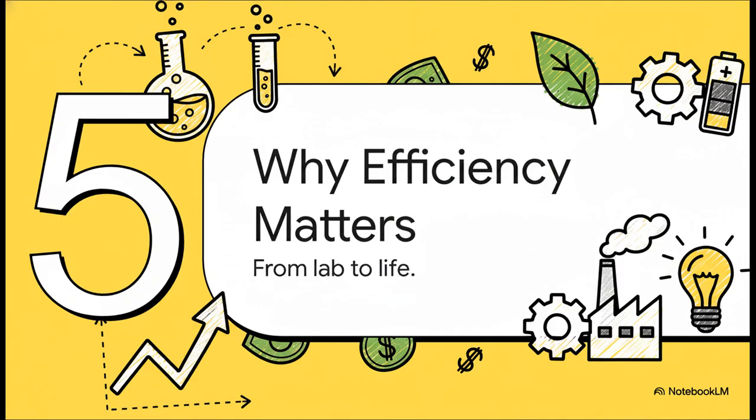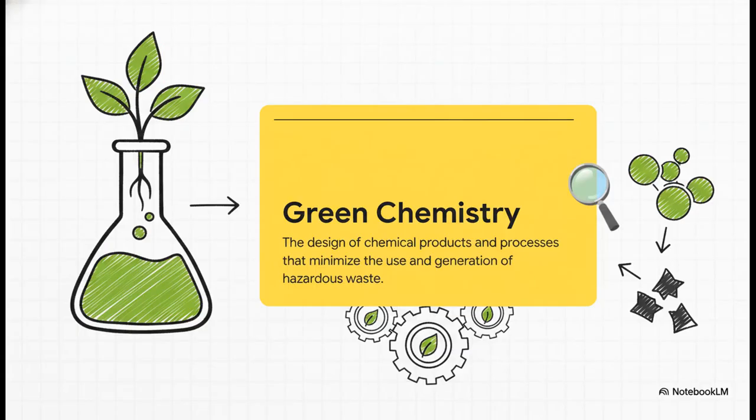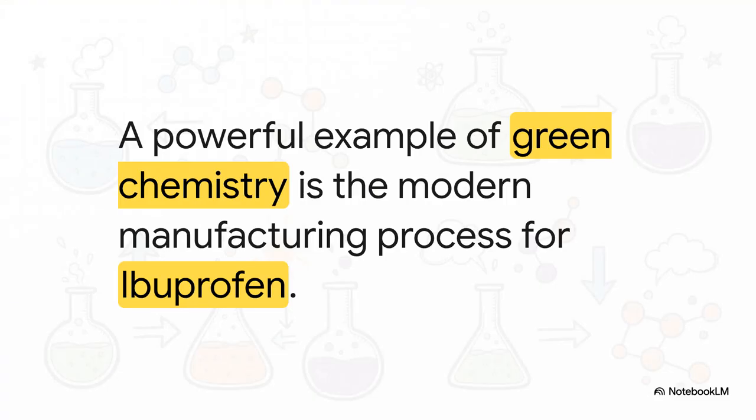So why do we care so much about getting a high percent yield? Is this all just about getting a good grade in chem class? No, not at all. This concept actually has some massive real-world implications. In fact, it's at the very heart of a whole field called green chemistry. The entire goal here is to design chemical processes to be as efficient as possible. That means creating more of what you actually want, the product, and a whole lot less of what you don't want, which is waste.